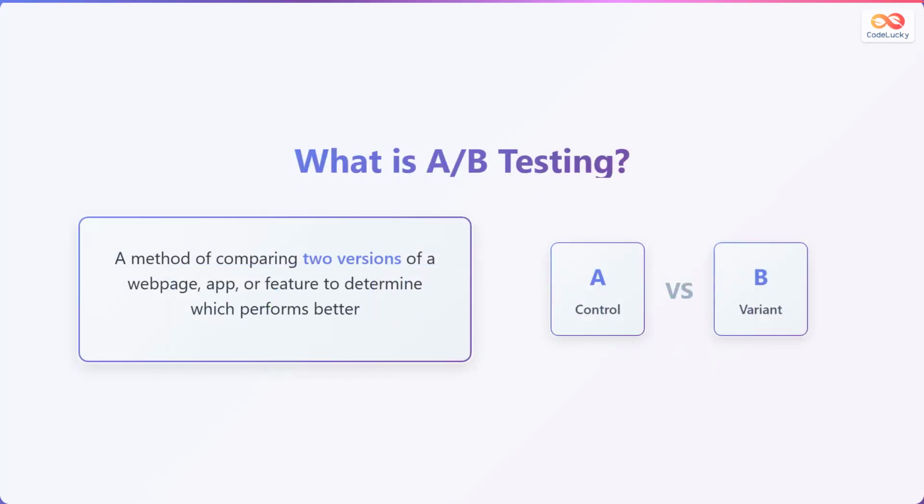A/B testing is a method of comparing two versions of a web page, application, or feature to determine which one performs better. One version is labeled A, serving as the control, while the other is labeled B, representing the variant. The goal is to identify which version achieves the desired outcome more effectively.